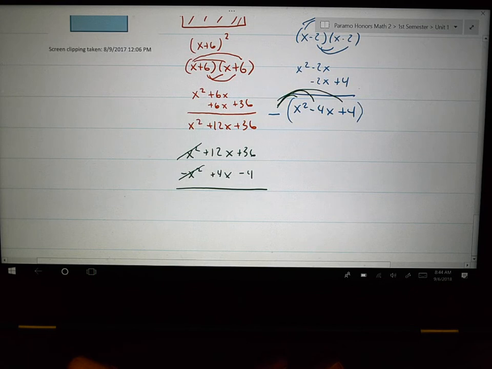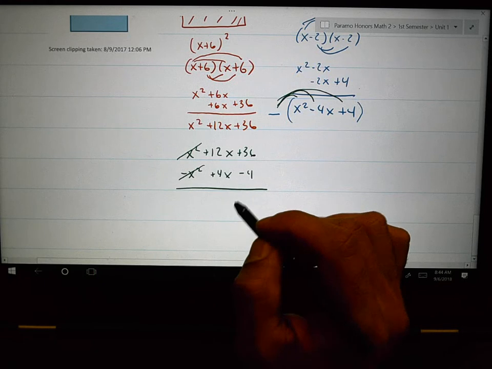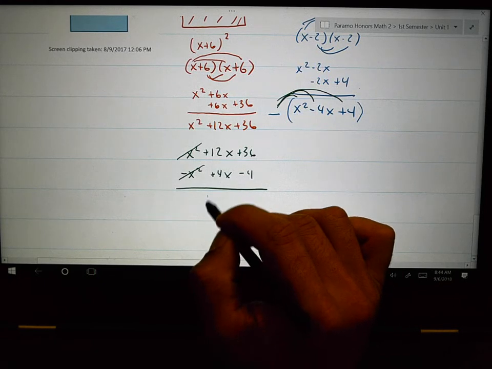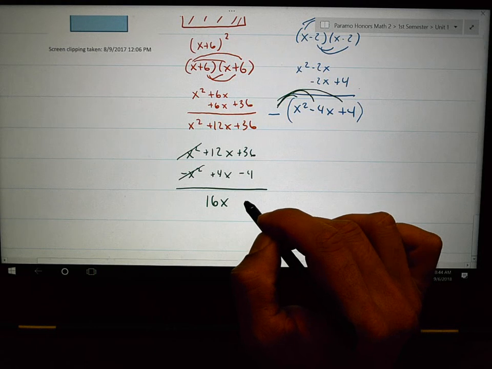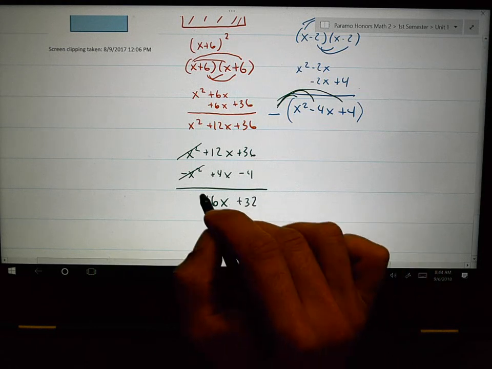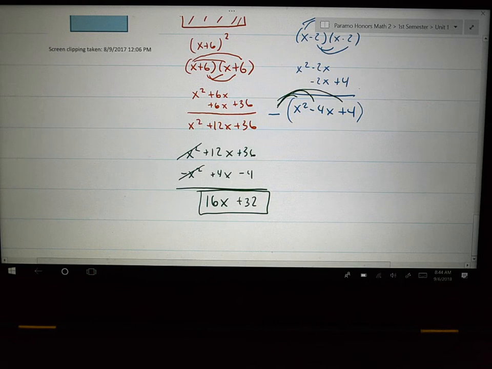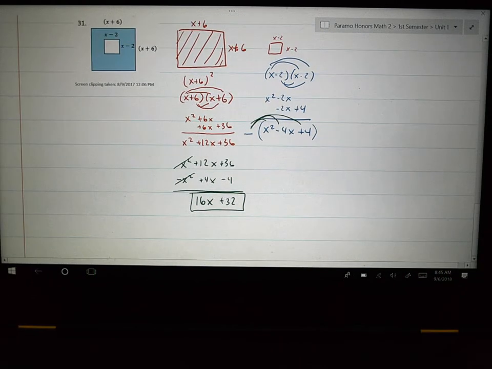Positive x squared minus x squared is 0. 12x plus 4x is what? Say it out loud. 36 minus 4 is what? Say it out loud. Don't forget the plus sign. That way we separate these two things. And those are not like terms, so we cannot put them together. And our final answer is 16x plus 32. Let's end your notes right there.